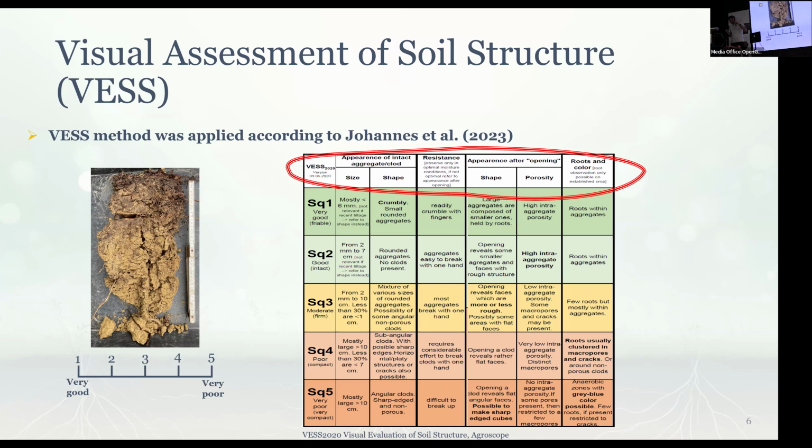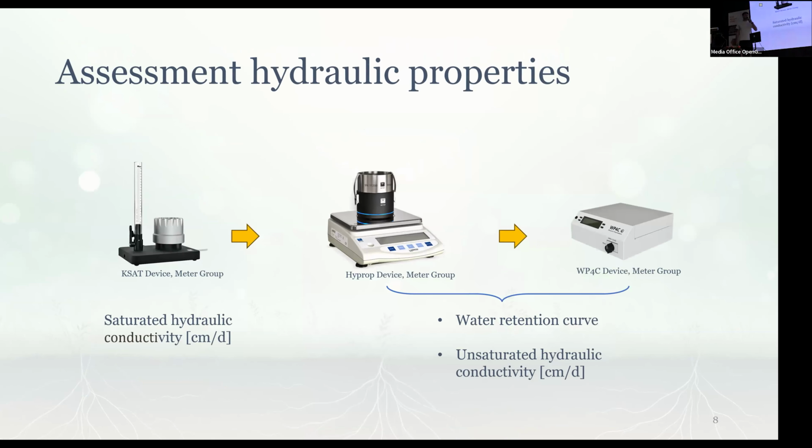Then, to assess the hydraulic properties, just quickly to show you, this is a bit of advertisement for METER Group. Here's the KSAT device that we use for saturated hydraulic conductivity using the falling head method. And then to assess the water retention curve and the unsaturated hydraulic conductivity, we use the HYPROP device and the WP4C.